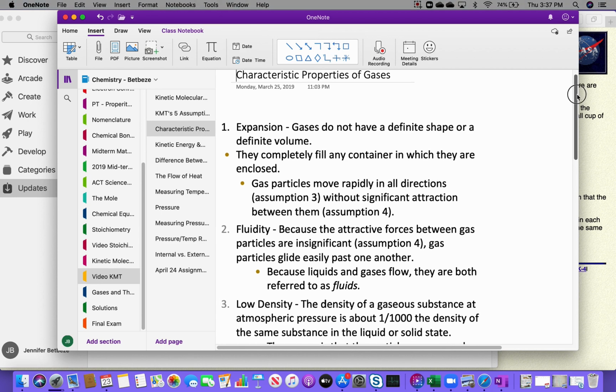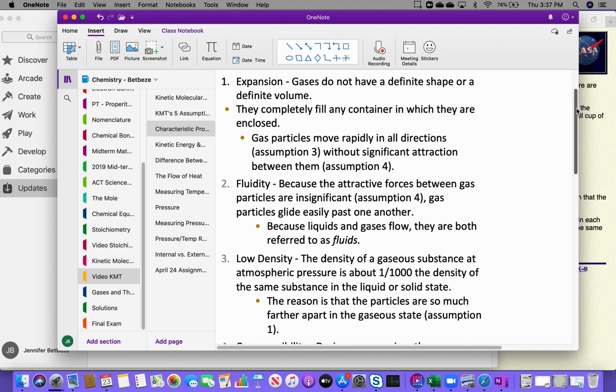So what are some of the characteristic properties of gases? One is that they expand. Gases do not have a definite shape or a definite volume. They just take up whatever shape of the container, whatever size container they are given. Gas particles move rapidly in all directions. Okay, so that goes back to kinetic molecular theory, assumption 3, without significant attraction between them. There you go, assumption 4.